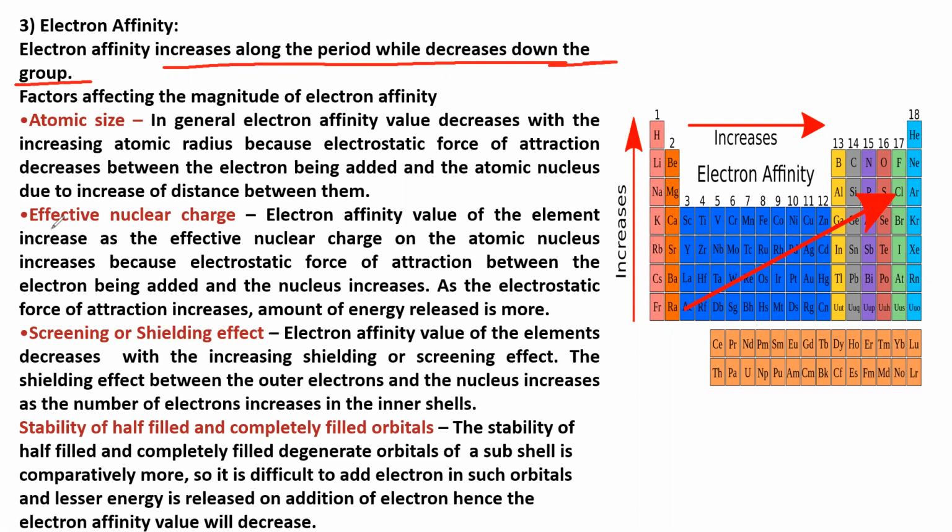Next, down the group, what happens? The electropositive character increases, meaning the tendency to lose electrons increases. So automatically the electron gain enthalpy, or electron affinity, decreases. So in a group, electron affinity decreases. In a period, electron affinity increases.